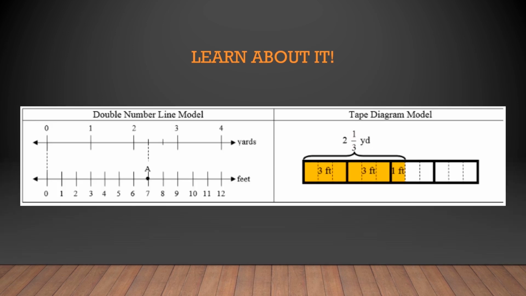Here are a couple of other models that you can use as you're working through your conversions today. Having a double number line with both of the units of measurement you're looking at can be helpful, but it has to be lined up with your equal units of measurement. So for example, 1 yard is equal to 3 feet. 1 yard, 3 feet. 2 yards, 6 feet. So this is a nice way to have a comparison on 2 different number lines. And then the tape diagram model is very similar to what we just did with our 23 feet.